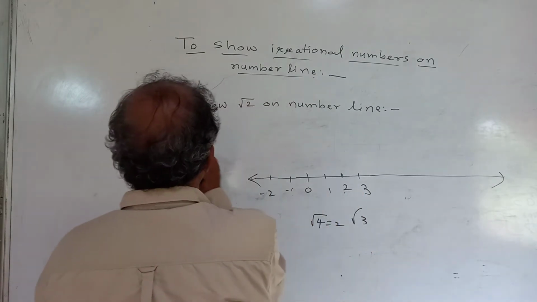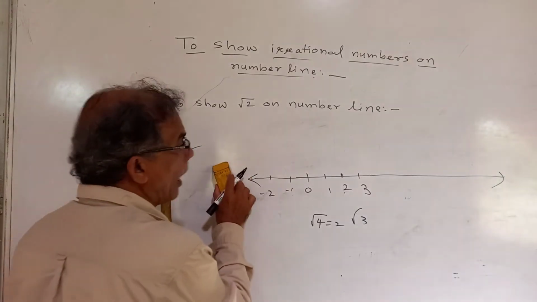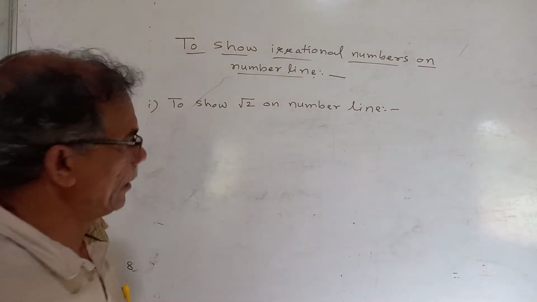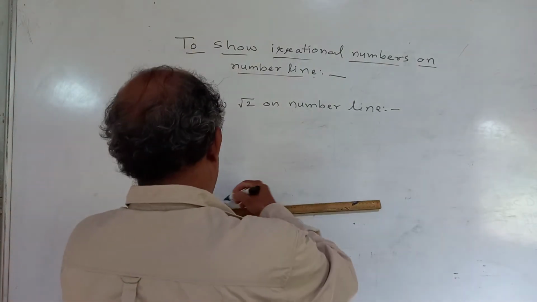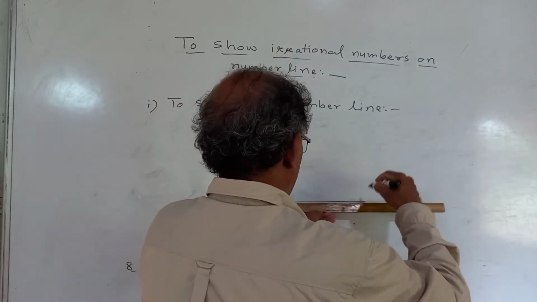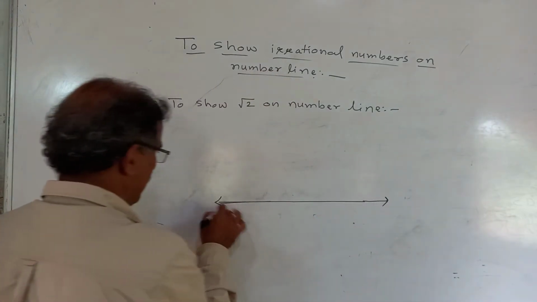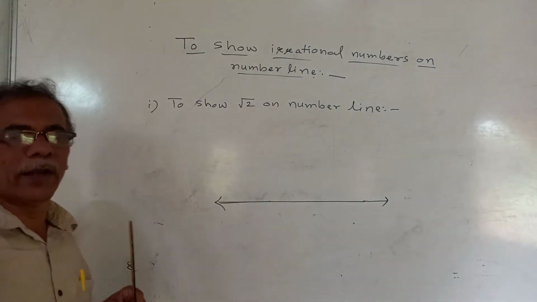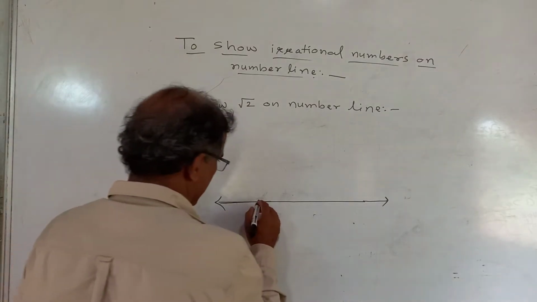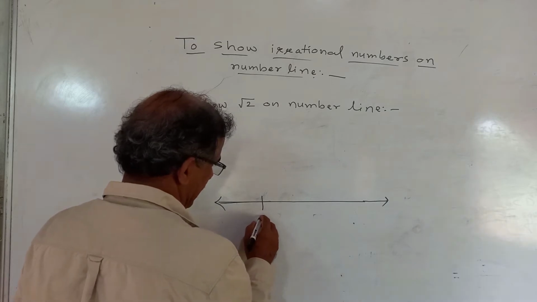But suppose you are asked to show root 2 on the number line, then what to do? How to show it? Now see here. As usual, you draw a number line, or you draw a line, sorry. You draw a line. Root 2 means it is 1 point something. And now see, we always start to count from 0, isn't it? Measure the distance from 0.